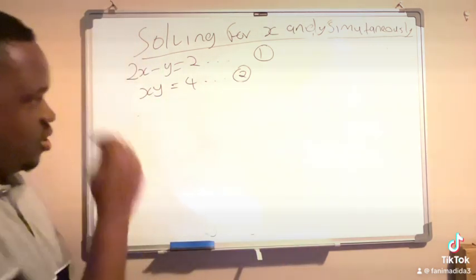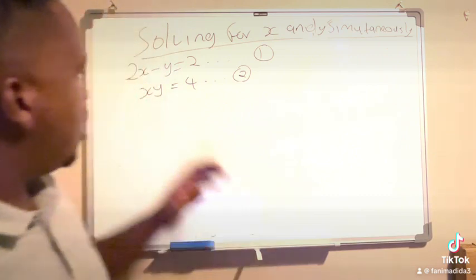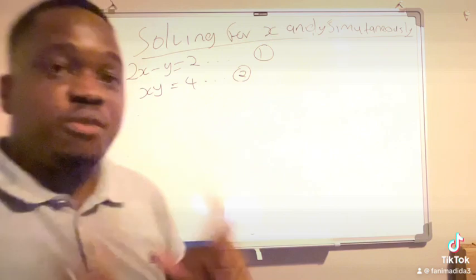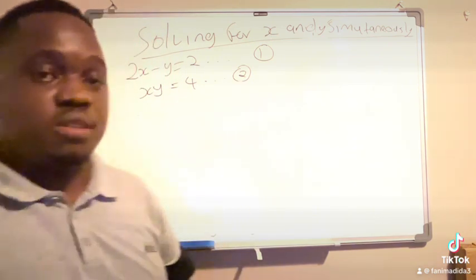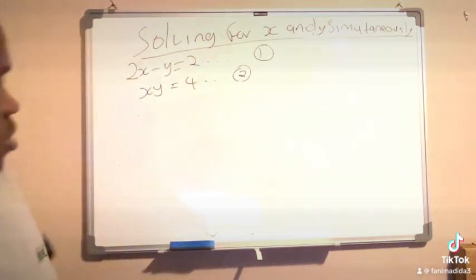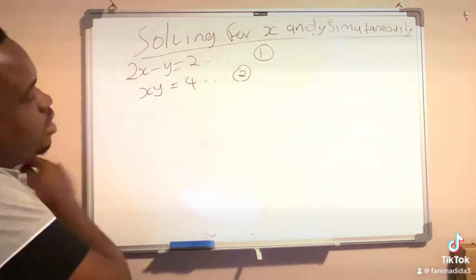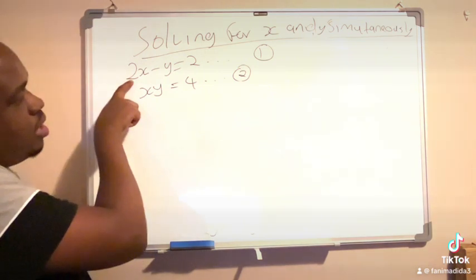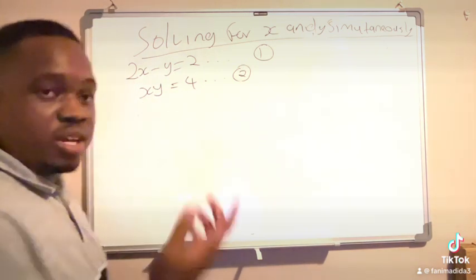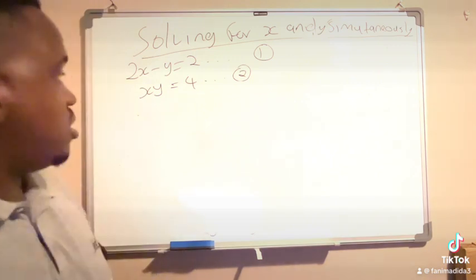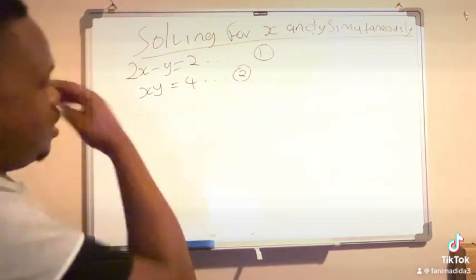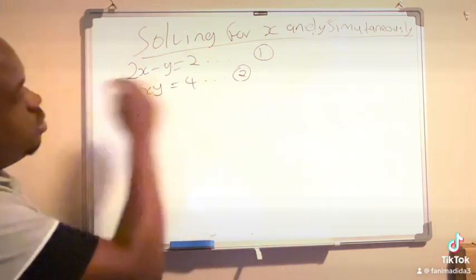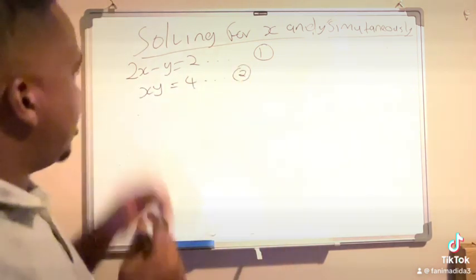Usually when you make one of the variables the subject of the formula, either x or y, you need to avoid working with fractions, because if you work with fractions, it's going to confuse you. From equation 1, if we make x the subject of the formula, we need to divide by 2, and we're going to create a fraction. That's going to give us problems. But if we make y the subject of the formula, we're not going to be working with fractions. So let's look at that.